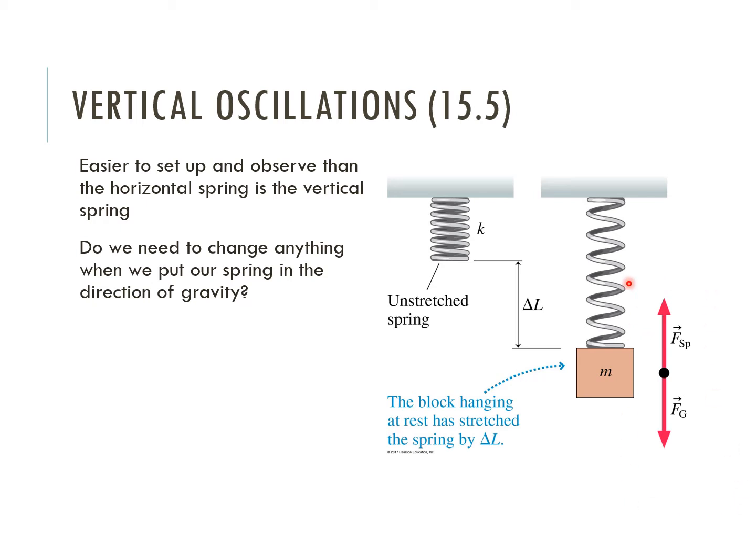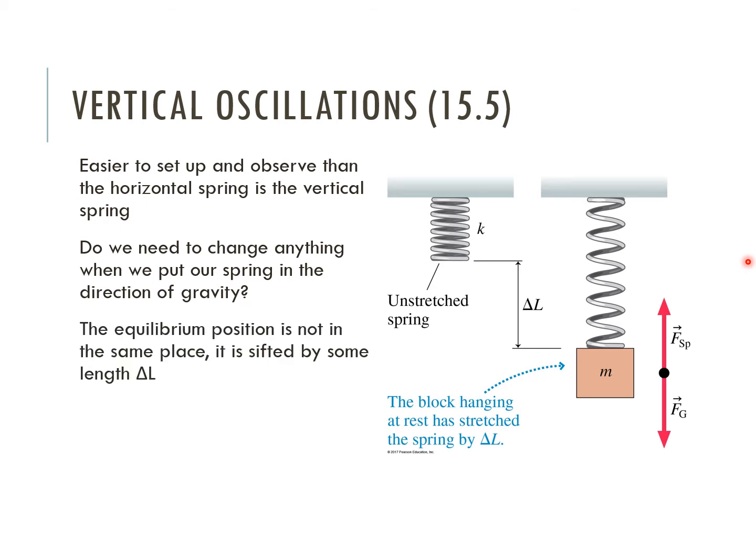And on the right here, we have the free body diagram for our mass. Again, the spring's going to want to pull upwards. It wants to go back to its unstretched value, whereas the force due to gravity is pointing downwards because gravity is an attractive force between an object and the earth. Oops, that should be shifted, not sifted. So we've shifted equilibrium.